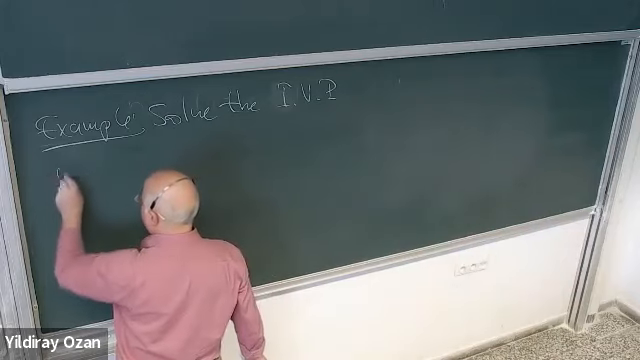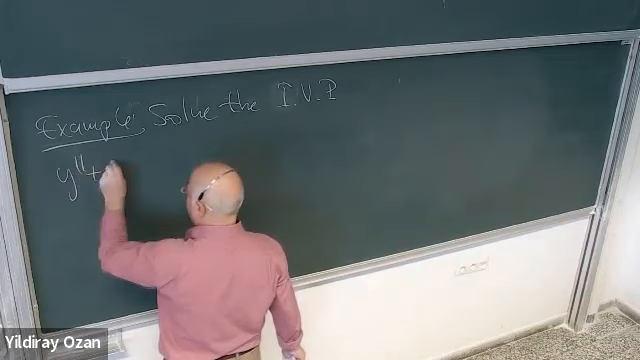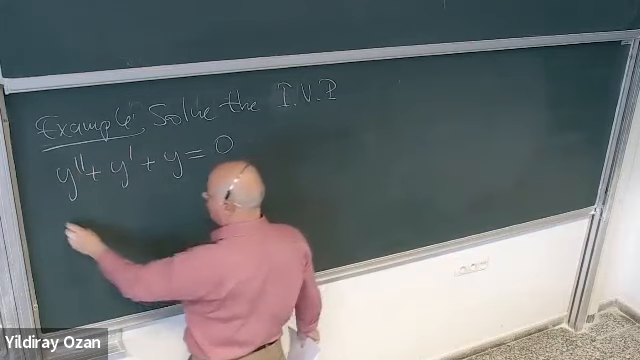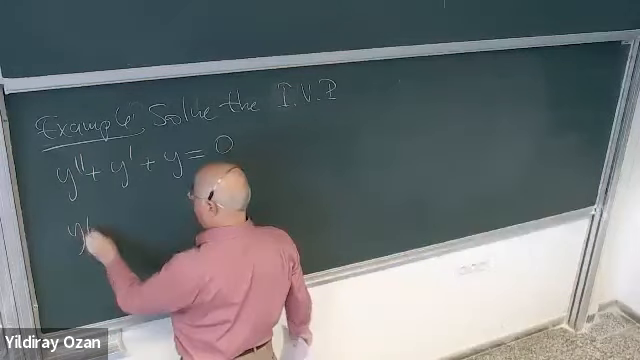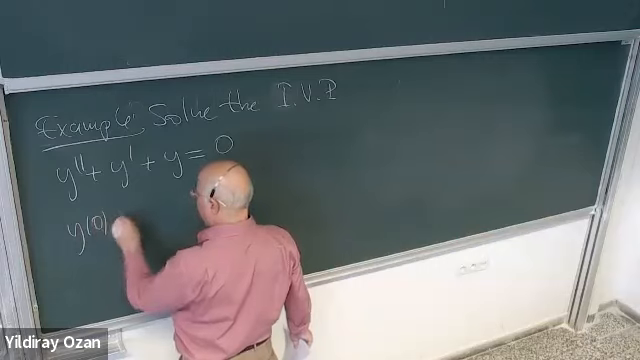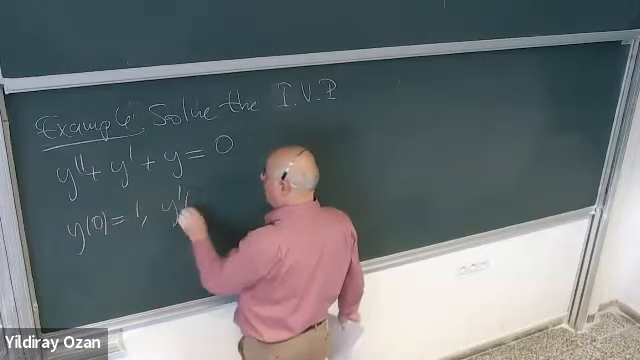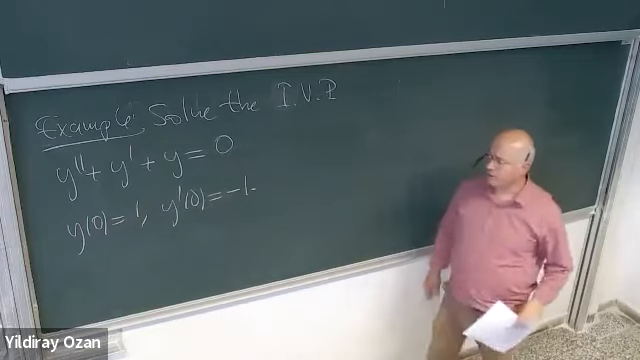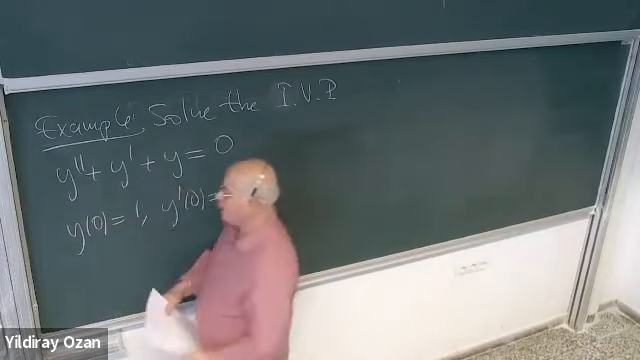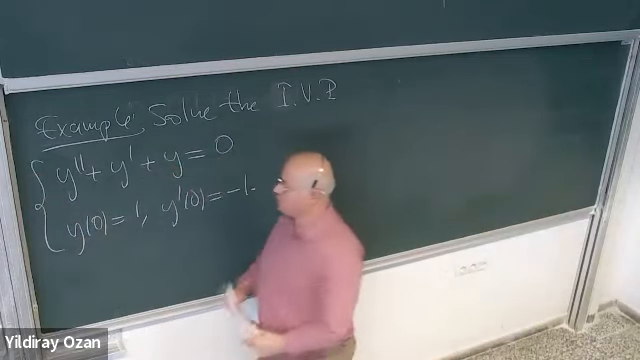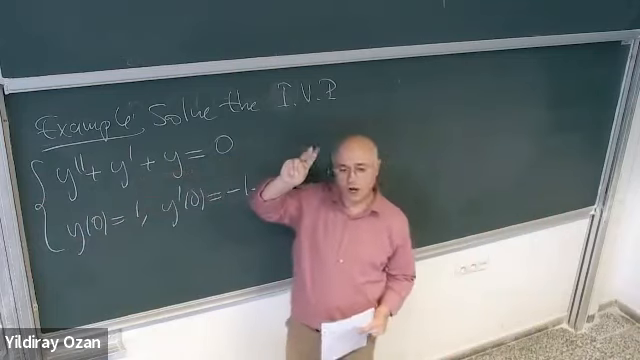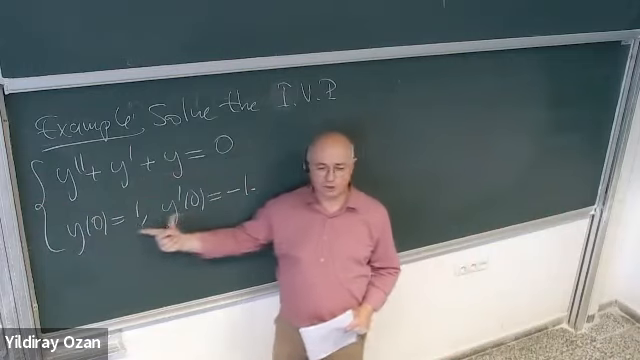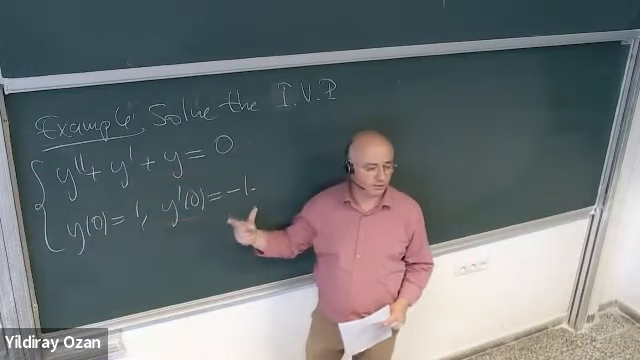For example, let's say our equation is y double prime plus y prime plus y equals 0, and our initial conditions are y at 0 is 1, and y prime at 0 is, let's say, minus 1. So this means what? We have a second order equation, and we know that the general solution has two arbitrary constants, and I have two initial conditions which determine these two arbitrary constants.